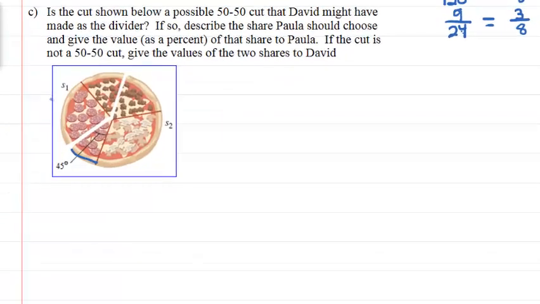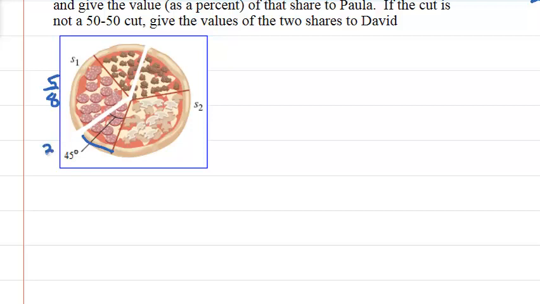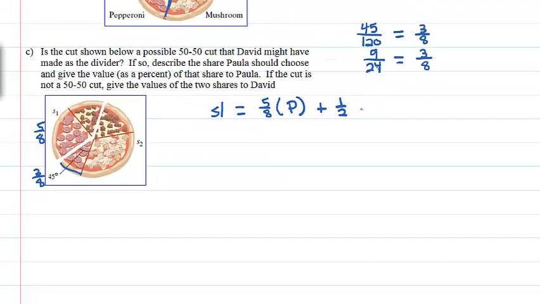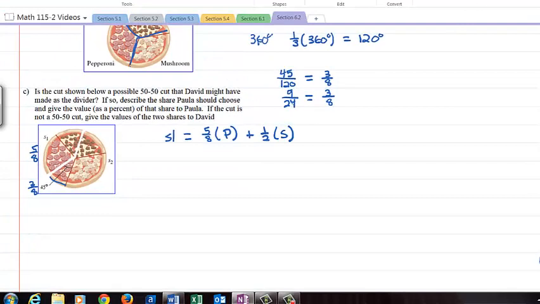of the pepperoni pizza, and that means that this is 5/8 of it right here, right? And this one down here is 3/8. All right, let's get the value to David. The share 1 is going to be 5/8 of the pepperoni plus 1/2 of the sausage. Second share, S2, is going to be 3/8 of the pepperoni plus the entire mushroom plus 1/2 of the sausage.